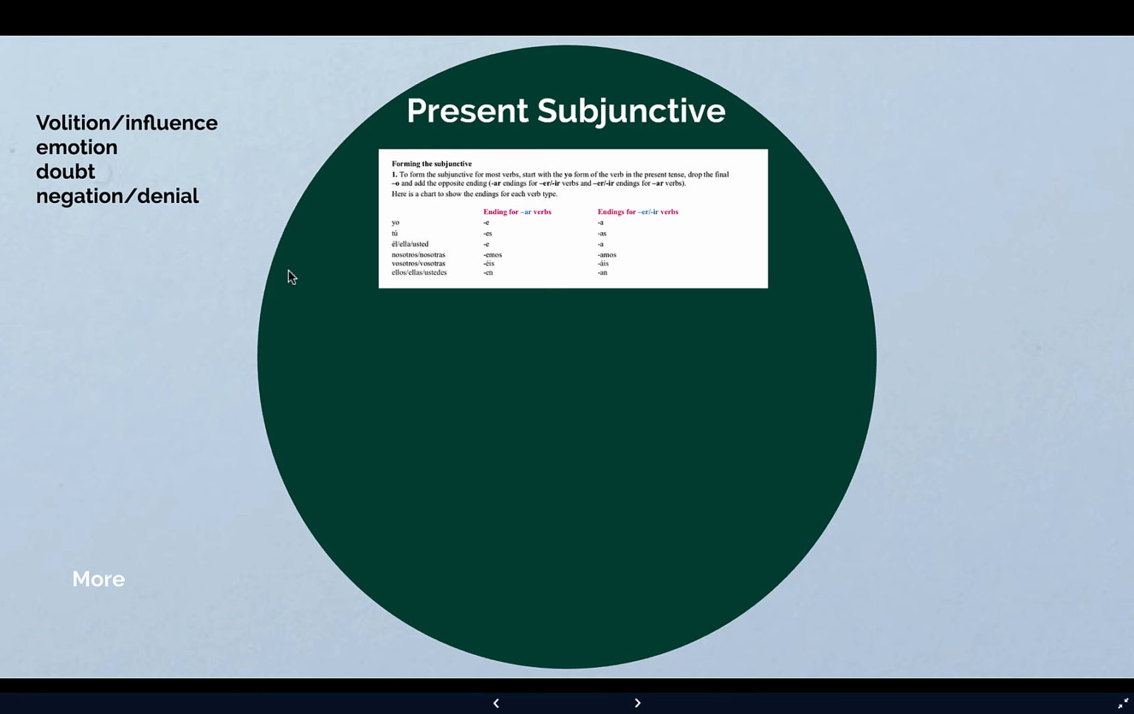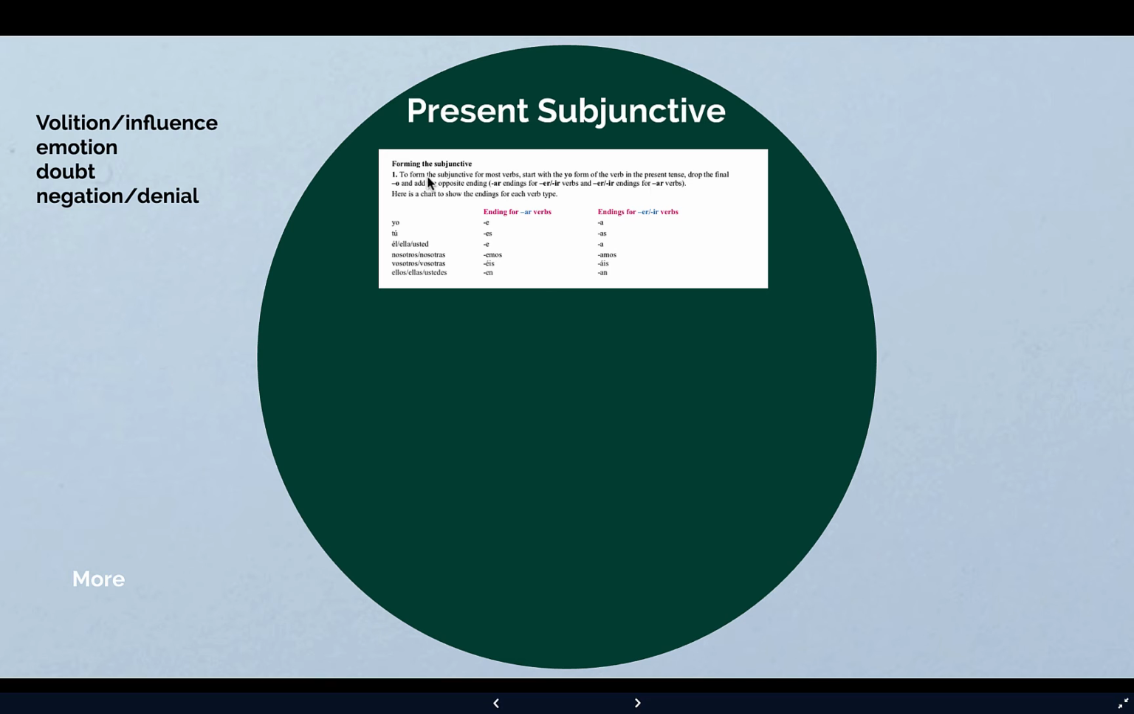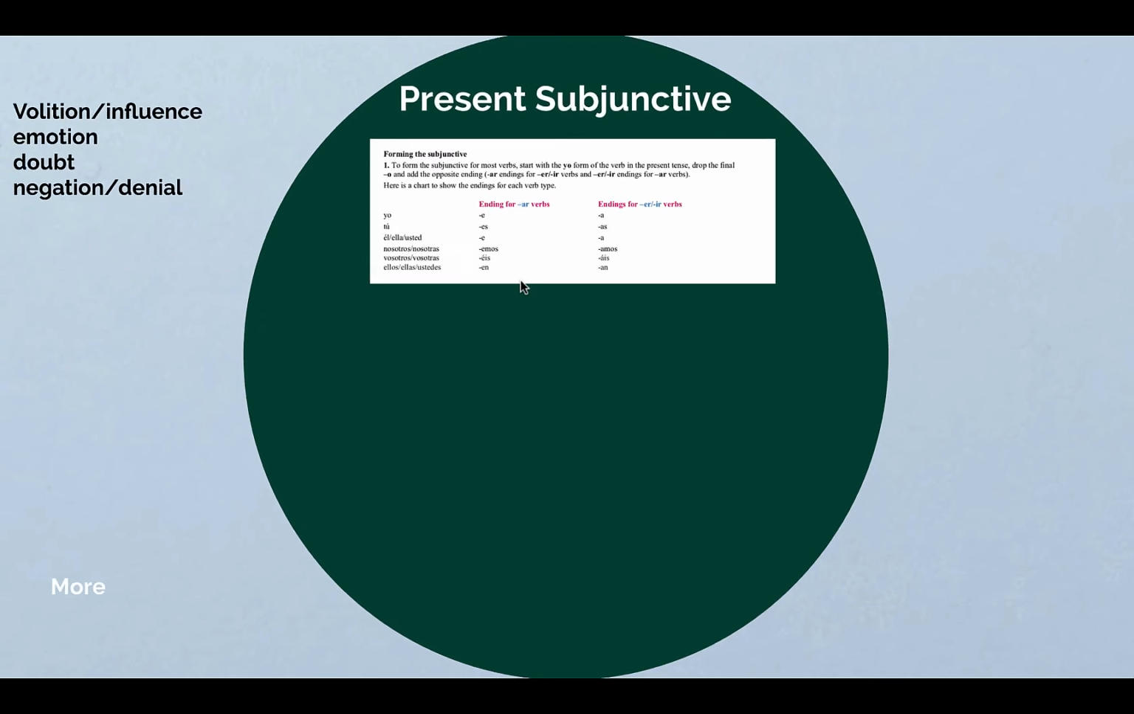So remember, to form the subjunctive for most verbs, start with the yo form of the verb in the present tense. Then drop the O and add the ending appropriate for that verb. And here's a chart. So for verbs ending in AR, these are the endings. For verbs ending in ER or IR, here are the endings. So let's take a look at a few examples.